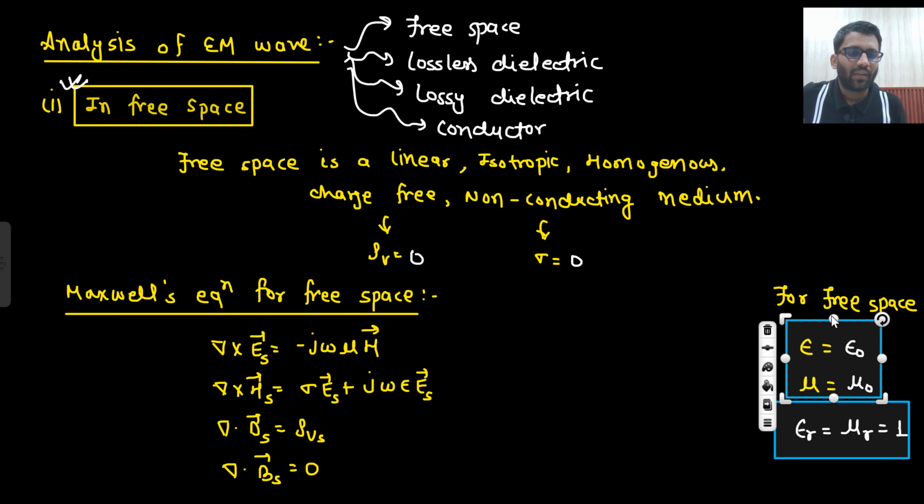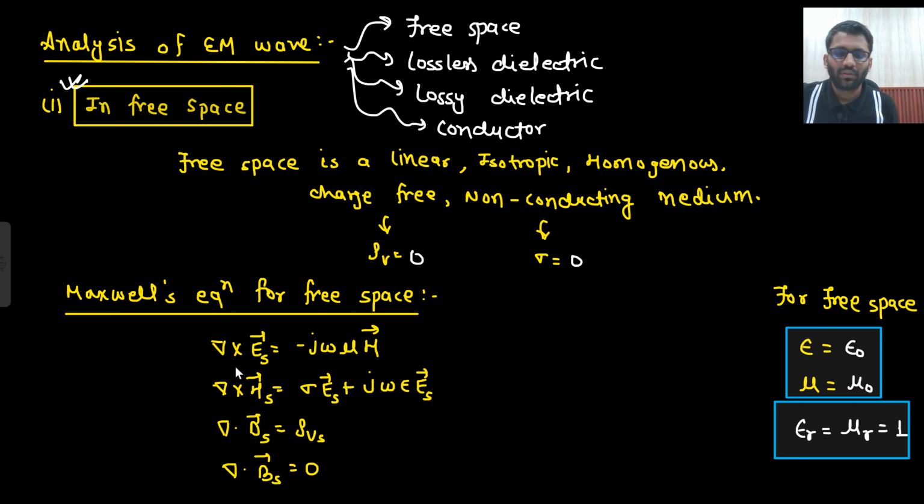So how will Maxwell's equations change now? Always we are going to write Maxwell's equations in phasor form. We are going to do the calculation in phasor form, and once we get the final answer, we will add e to the power j omega t and take the real part. Is that clear? So now, del cross E_s: how can I replace it? J omega, in place of mu, can I write mu naught? Yes, H_s. Sigma will be 0, so this term will be gone. So j omega, in place of epsilon, can I write epsilon naught? Yes.